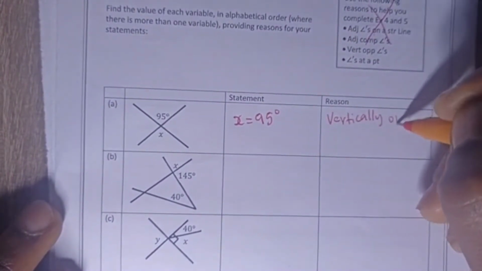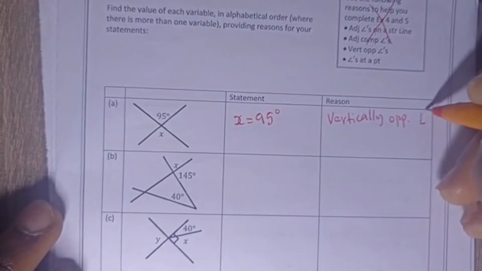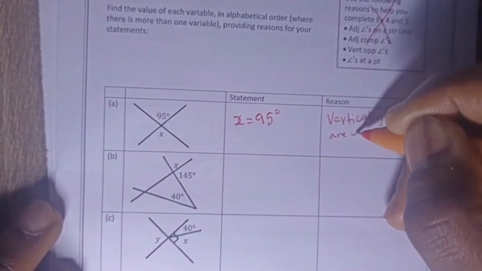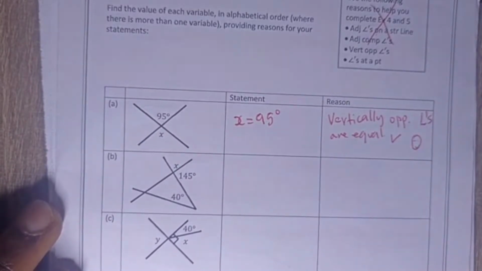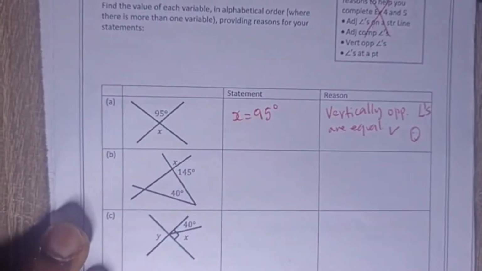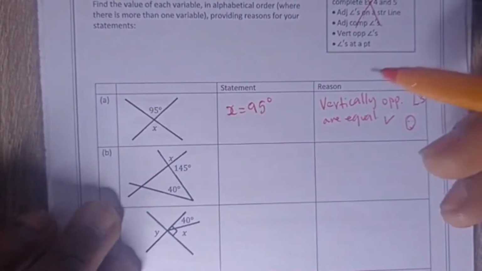Vertically opposite angles are equal. Sharp. Fine. Are you happy? Yes, we are happy. So we're done with that question.